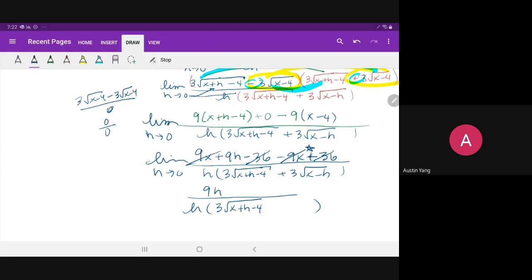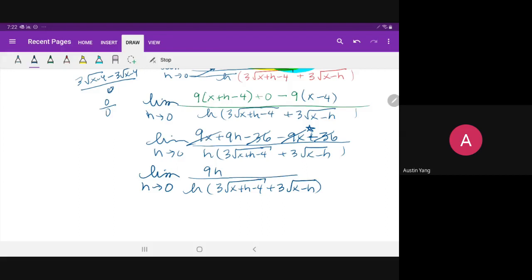There's one quiz, I think, on definition of the derivative where you have to do it the long way in calculus. And then most often you just do it the short way. Cancel out the h's. And I get 9 over 3 radical x plus h minus 4. And remember, we're trying to find the slope. And I'm not showing you why this formula is the slope, but that's kind of an interesting video if you ever watched it on YouTube.